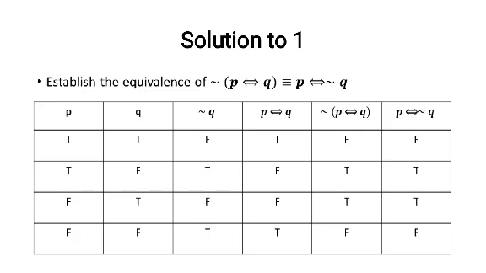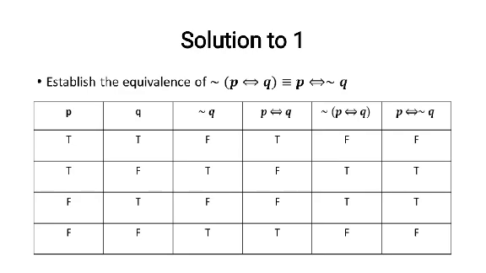Solution to 1 says establish the equivalence of the negation of (P if and only if Q), and show that it is equivalent to P if and only if negation Q. So the 3 lines you see in between the 2 statements is just saying equivalence. So all you need to do is to find, so what do we need?